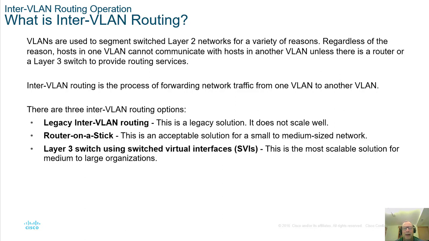The downside is I can't trunk into my router if I'm going to use legacy inter-VLAN routing. So for every VLAN I have to have a cable that's going to go into my router. And you all know that there aren't a whole lot of ports on routers. So in order to avoid that situation and to be efficient about routing things, we're going to do something called router on a stick.